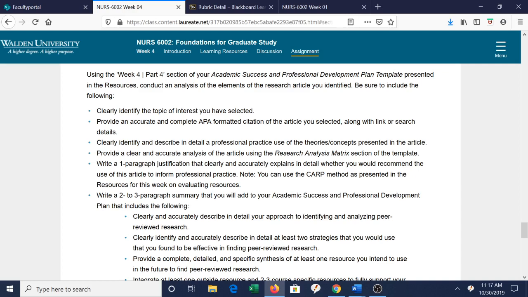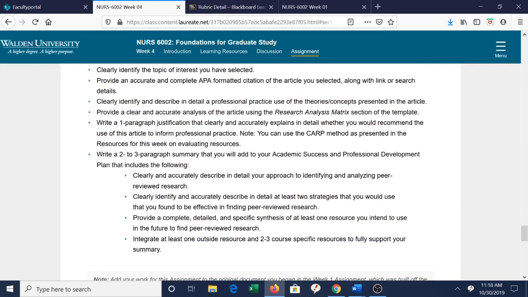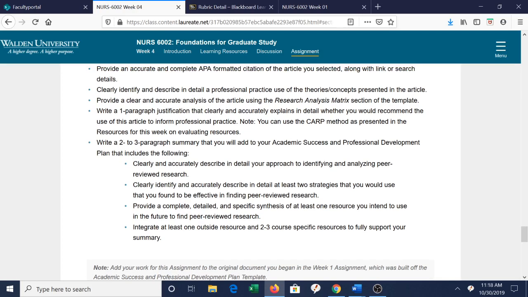A clear and accurate analysis of the article using the matrix, and I'm going to go over it in just a minute. A one-page justification that clearly and accurately explains in detail whether you would recommend the use of this article to inform practice. A lot of people miss this part of the requirement. Are you listening? A justification that clearly and accurately explains in detail whether you would recommend the use of this article to inform practice. Would you suggest that people use it? You can use that CART method, and that's in your resources for the week, to evaluate the resources.